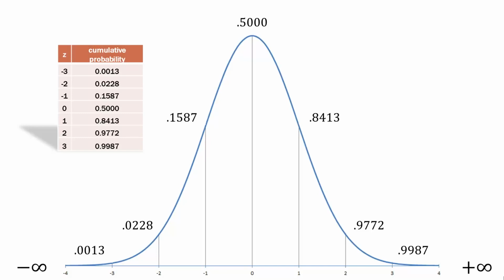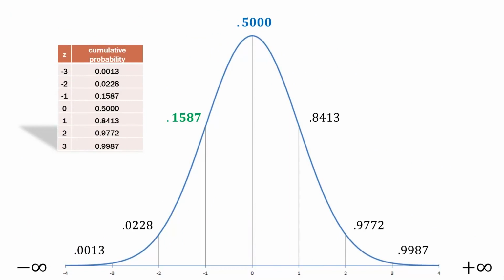Then we move to the other side of the mean. Now at 1, it's 0.8413. So that's all the area up to 0.5, and then the next section of the curve. Then we keep going. We have 0.9772 for 2 standard deviations above, and then 0.9987 for 3 standard deviations above. So this is cumulative. This is from negative infinity up to each vertical section in our distribution.